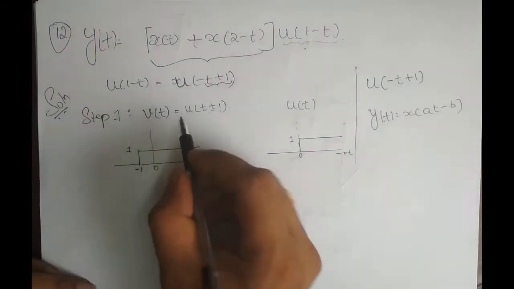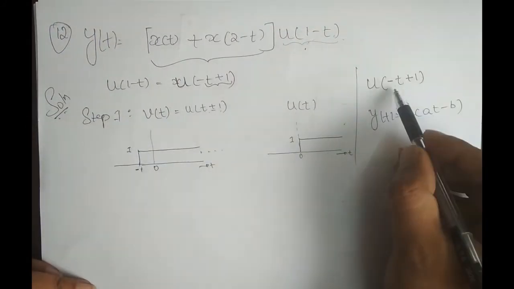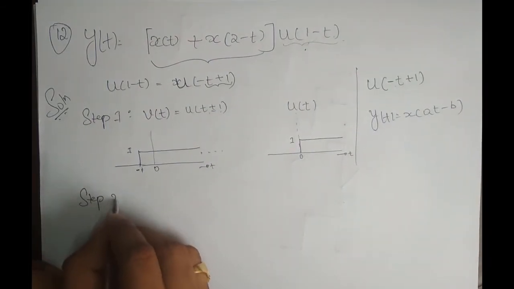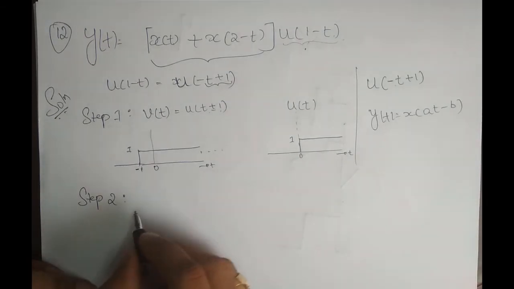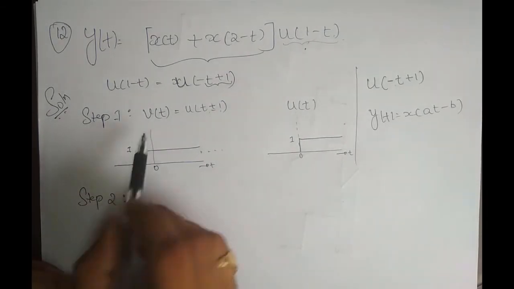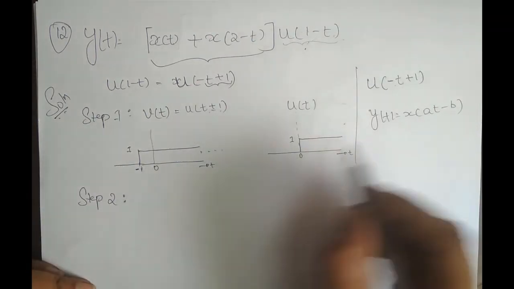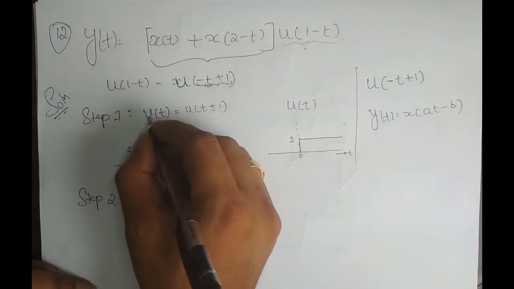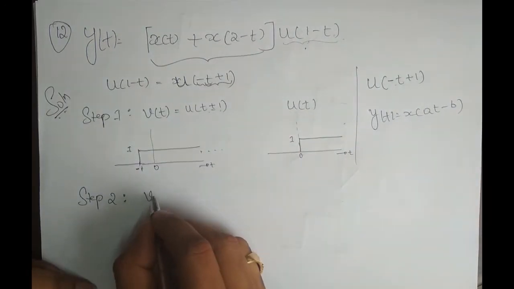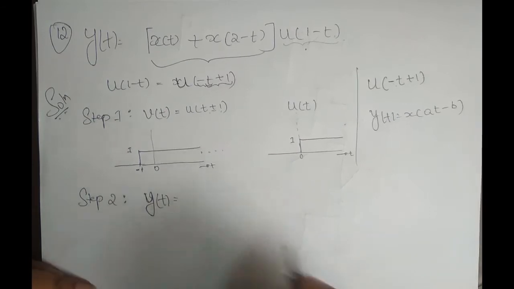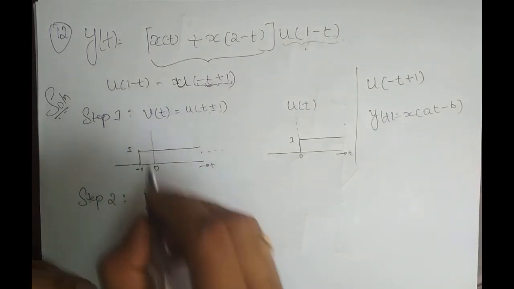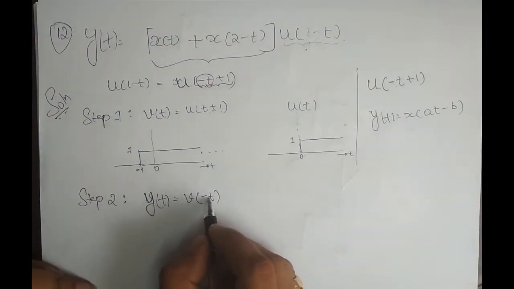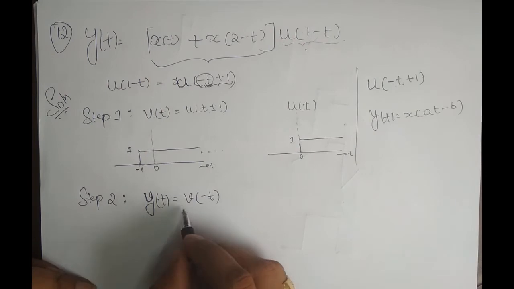But what do I need? What I need is u of minus t plus 1, right? Now what is step 2? Step 2 is, I have to time scale the intermediate signal, right? So what is the time scaling part? It is minus t. So now I have to get y of t, which is equal to the time scaled version of the intermediate signal, which is v of minus t. While time scaling, ignore the shifting part. So what I need is v of minus t, right?